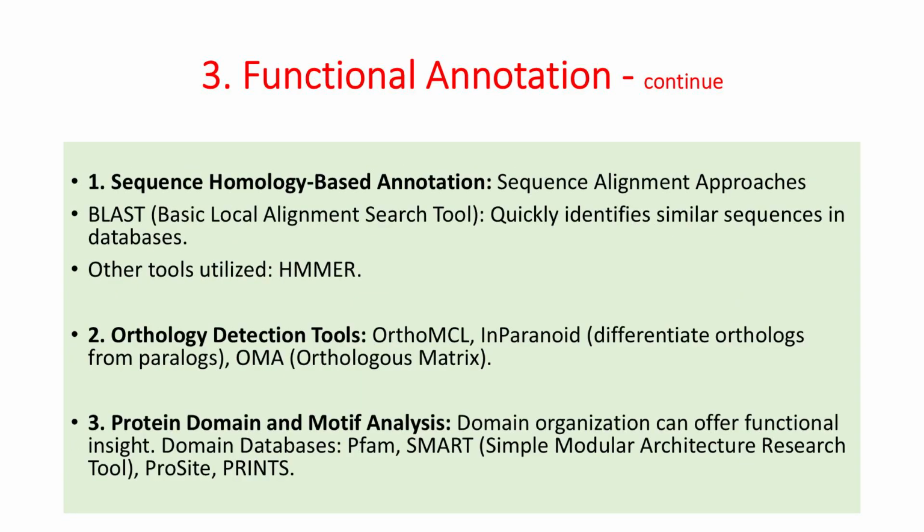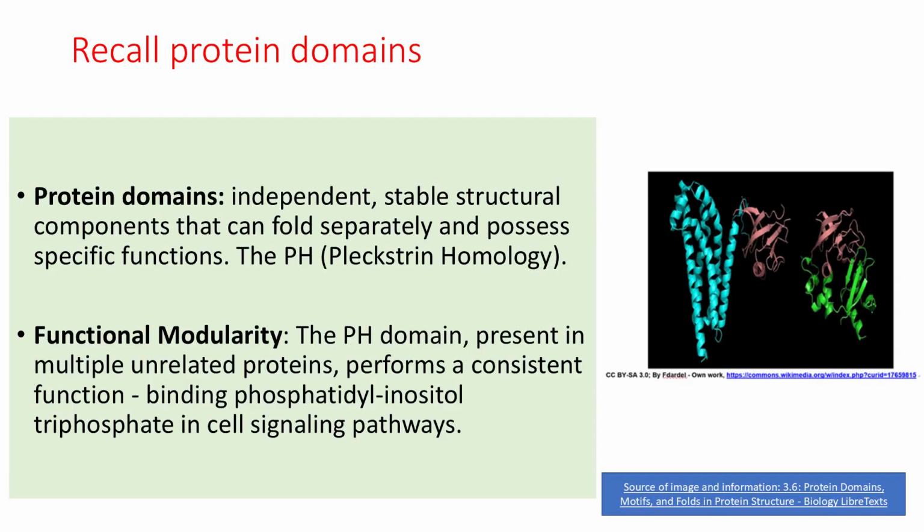Sequence homology-based annotation uses tools like BLAST and HMMER for sequence alignment. Orthology detection tools differentiate orthologs from paralogs, while domain and motif analysis provide functional insights. Protein domains are stable structural components with specific functions. The pH domain, for example, is involved in cell signaling pathways by binding specific molecules.